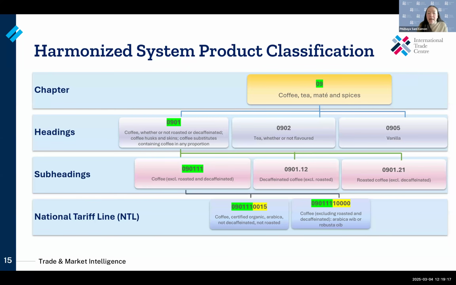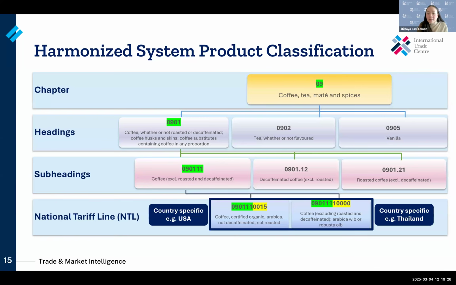However, we also have the data at the national tariff line level, and this is managed by each country. They add additional numbers to the original 6-digit code. As you can see here, the original code is 090111. For USA, they add 0015 to distinguish the certified organic Arabica, not decaffeinated, not roasted. So you see here the characteristic that it is certified organic, and also it is Arabica coffee.